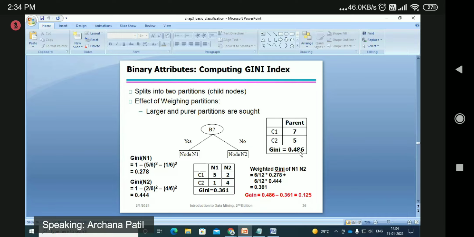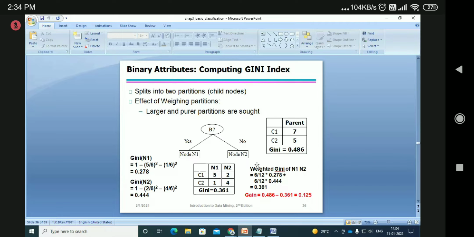So the gain is 0.486 minus 0.361, which is 0.125. So you will get some gain if you use the attribute B, and you will get some gain if you use the attribute A. So if you have a choice between A and B, you have to choose the attribute which gives the maximum gain.